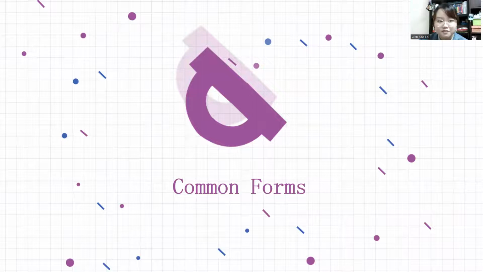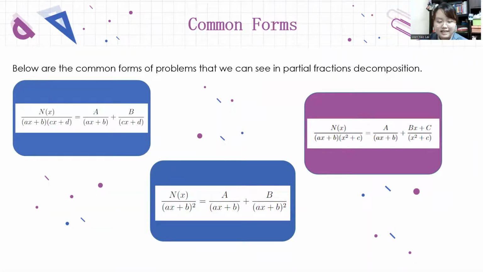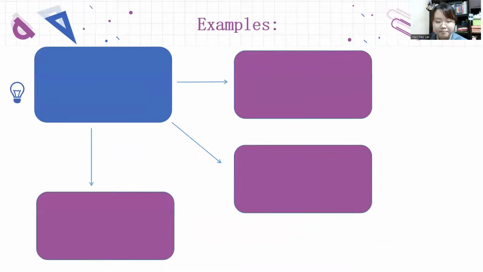Common forms of partial fractions. As you can see here, these are the three common forms of partial fractions, where N(x) is a polynomial with respect to x, and all capital A, capital B, capital C, and small a, b, and c are constants. We will look at them one by one.